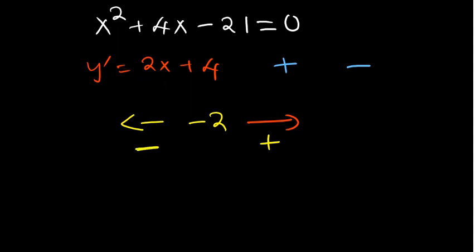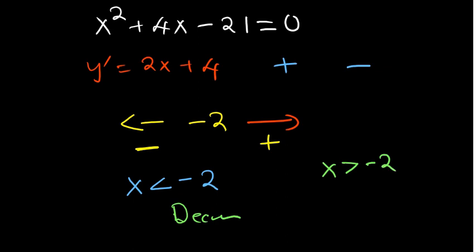So I would guess to say, okay, well, each time my value of x is less than negative 2, what am I getting? I'm getting a function that is decreasing. And then each time my value of x is greater than negative 2, what am I getting? An increasing behavior. So that's by guesswork.